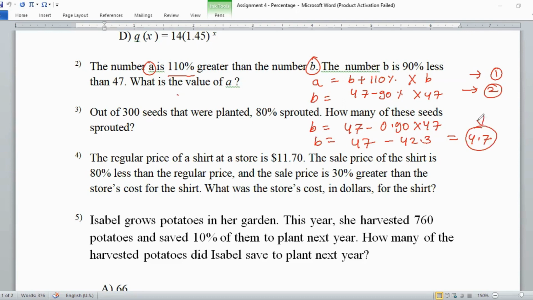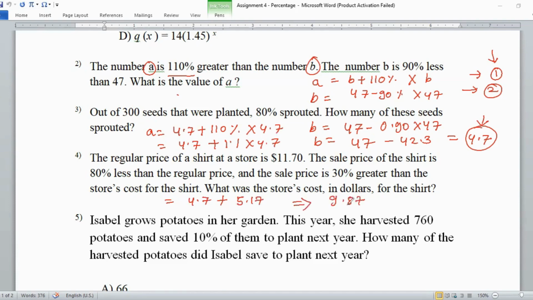On replacing this value in equation 1, let us see what we are going to get. A is equal to 4.7 plus 110% of it, into 4.7. On solving it more, what I'm getting here is 1.1 into 4.7. On solving it further, I am getting 4.7 plus 5.17, which is overall 9.87. So for the second question, the value of A is 9.87 and the value of B is 4.7.